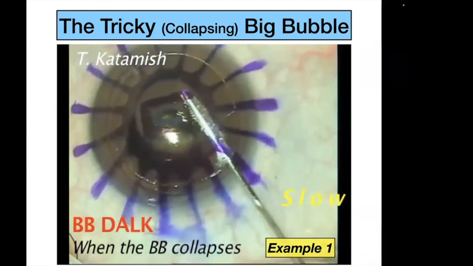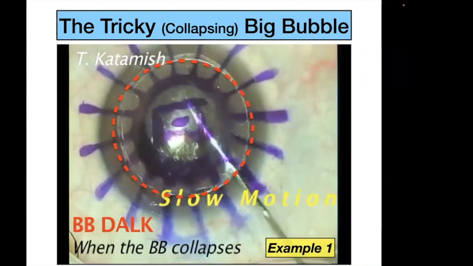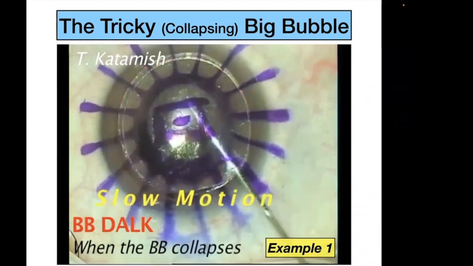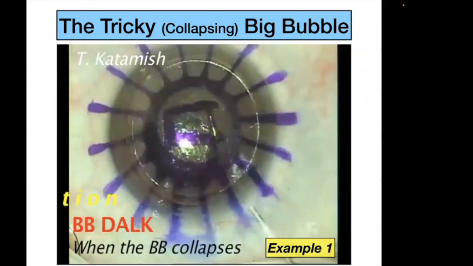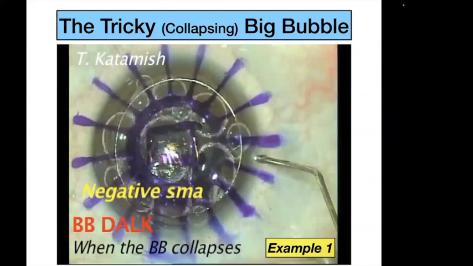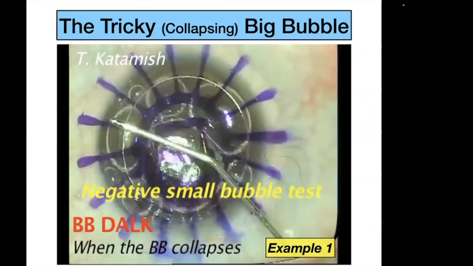You see, this is a big bubble for sure. You see the edge, and when you go out, it comes out with you. You see the collapse, it collapses. And when you do paracentesis, you will find the small bubble test negative. So how come there is a bubble and how come it is negative? So this is what I call the collapsed big bubble.